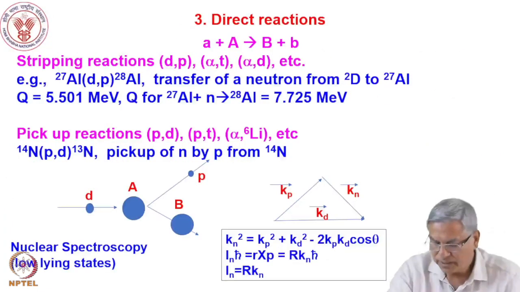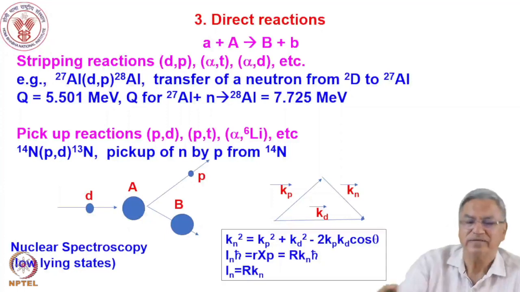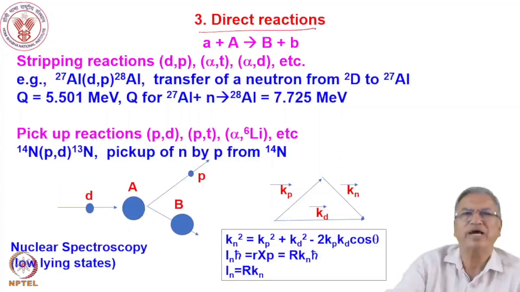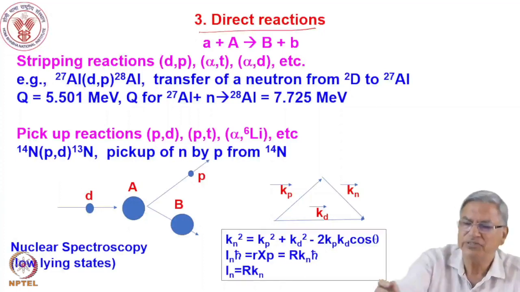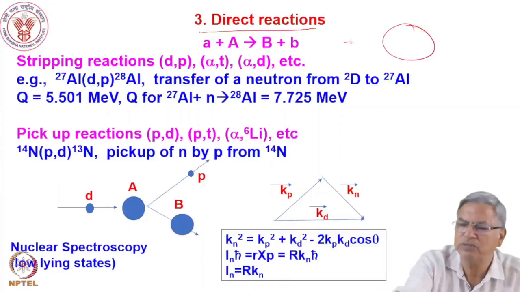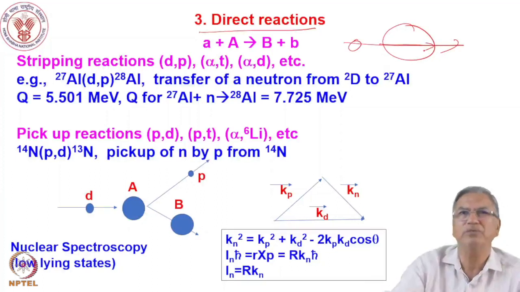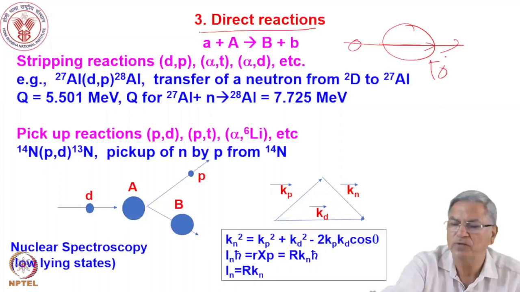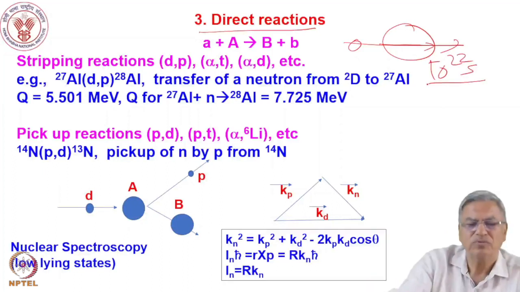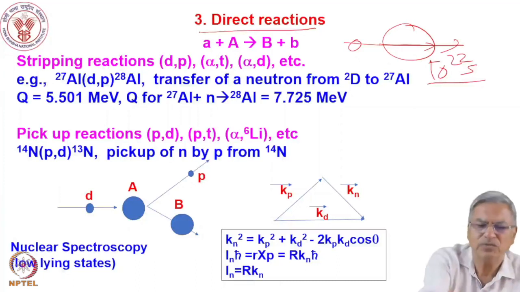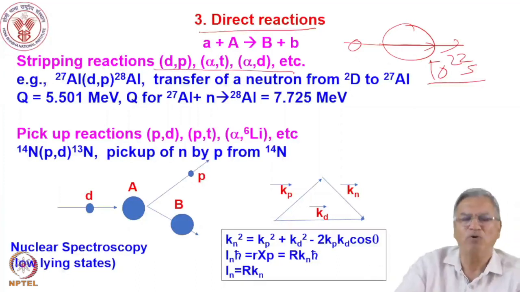Then comes the direct reaction. The direct reaction happens in a very short time scale, of the order of 10⁻²² seconds. Essentially, this time scale is because of the time that the projectile will take to cross the nuclear diameter. So that happens in the region of 10⁻²⁰ seconds. And so direct reactions mean they come into nuclear potential contact with each other, but they don't amalgamate to form a compound nucleus.